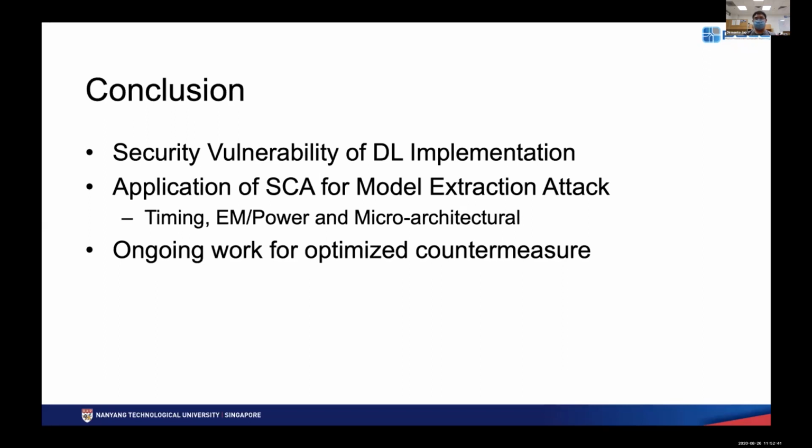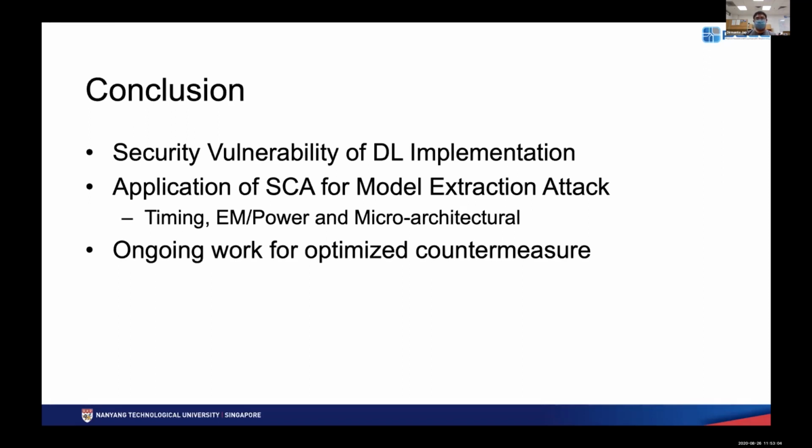And then, of course, with this kind of attack, there's a need for a countermeasure. It's important to come up with a countermeasure optimized specifically for neural network implementation, since the implementations are different from your typical cryptographic implementation. And the problem can grow exponentially as well due to the size of the network. So coming up with a good strategy is also a promising future work.